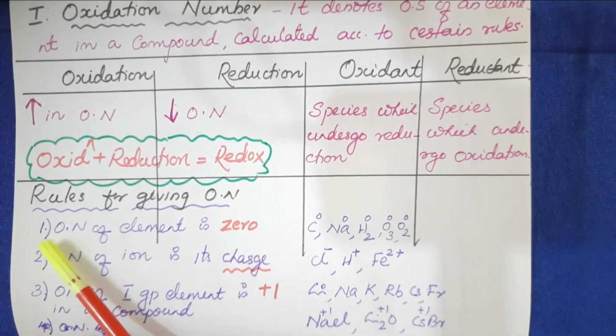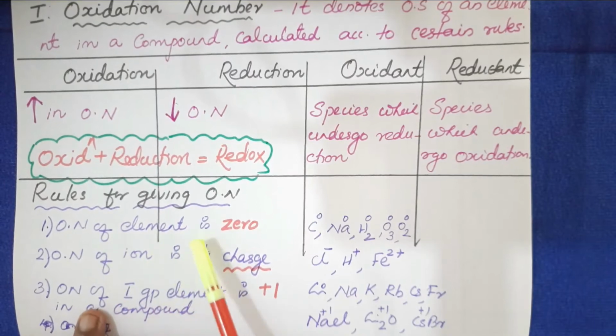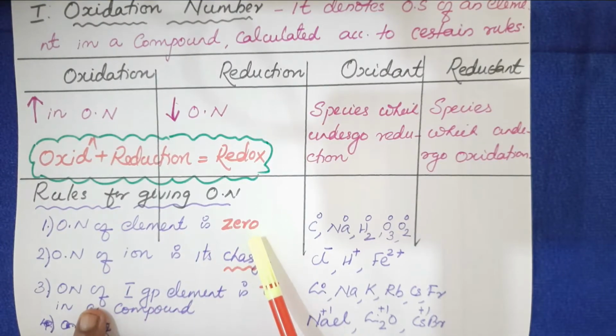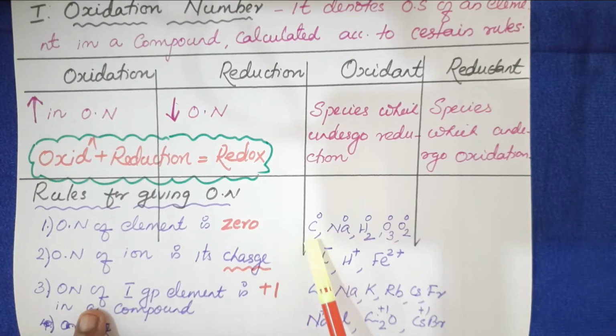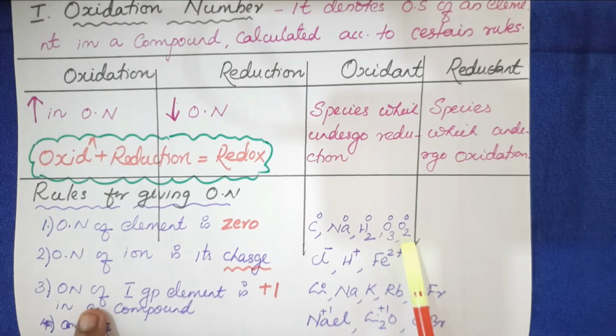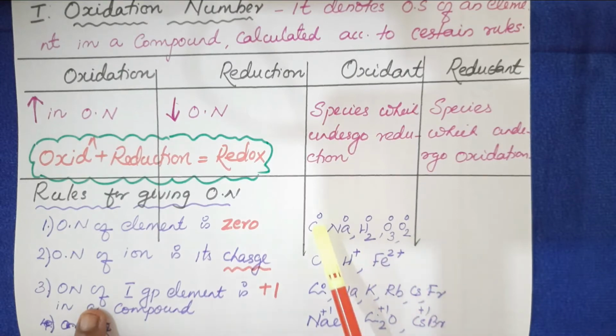Rule number 1. Oxidation number of an element is 0. That is, an element means in the uncombined form. Here, carbon, sodium, hydrogen, ozone, oxygen, etc. are in the uncombined form or in the elemental form. Here, the oxidation number of each element is 0. And the oxidation number we are writing in the upper portion of an element's symbol.